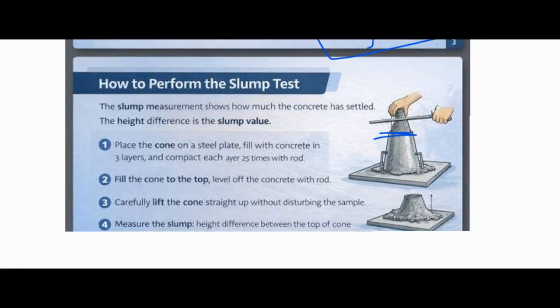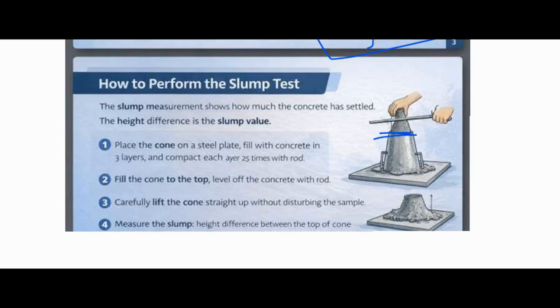Step 5 is to measure the slump. We measure the slump using the steel ruler. Place the rod across the top of the cone, above the slumped concrete. Measure the height difference between the original cone height and the height of the slumped concrete. That height difference is called the slump value.